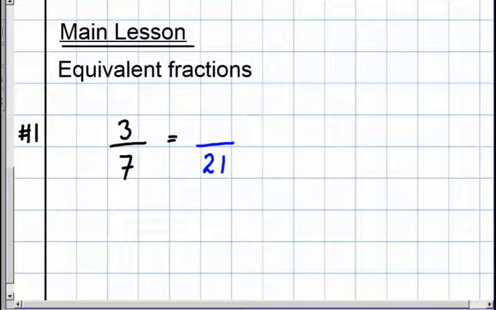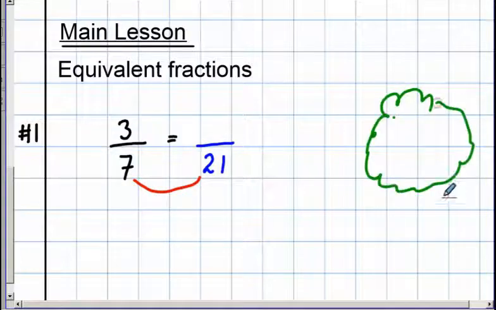What number goes on the top? Well, the trick is this, boys and girls. You've got to work out what you have multiplied 7 by to turn it into 21. Now, this is the thing you're doing in your head. What do you multiply 7 by to turn it into 21? Well, the way to do it is this. Divide 21 by 7.